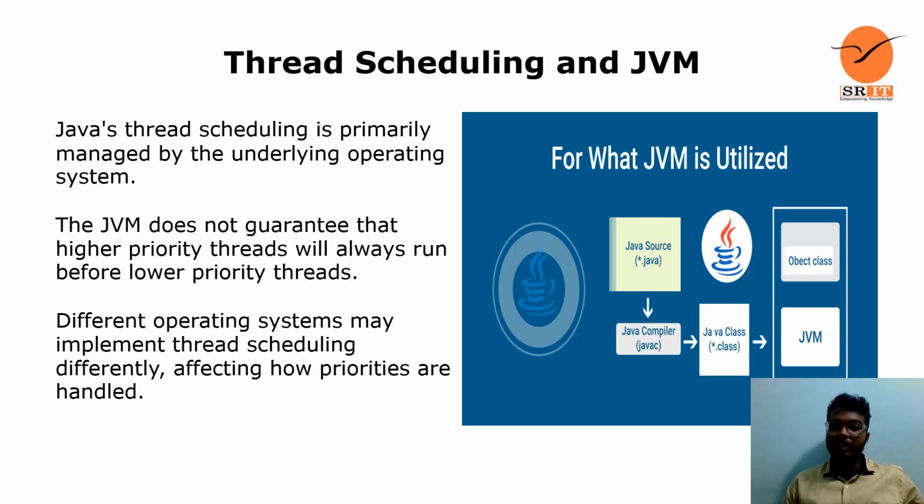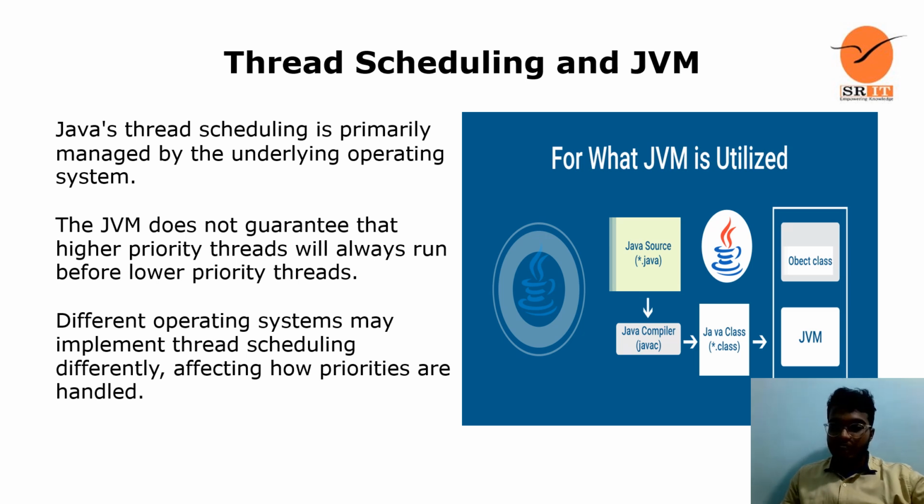Thread scheduling and the Java virtual machine. Java's thread scheduling is primarily managed by the underlying operating system. It is not constant in every operating system. If we give a certain priority to the threads to execute, it will behave in different ways in different operating systems, based on the underlying operating system of the system. And the Java virtual machine does not guarantee that higher priority threads will always run before lower priority threads.